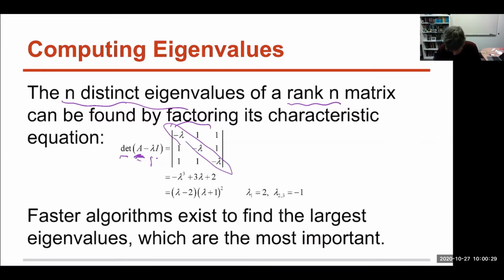When you factor that polynomial, all the roots of it are going to be eigenvalues. You can sometimes have repeated eigenvalues. Here, -1 is going to be twice an eigenvalue of the matrix, and 2 is going to be an eigenvalue. But basically, by doing linear algebra, you can compute what these eigenvalues are.